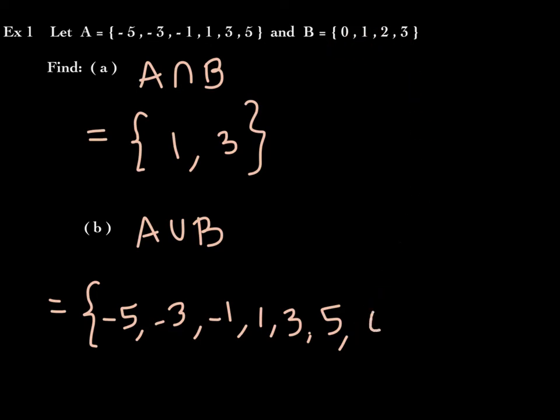So 0 makes it in, 1 makes it in, but wait a minute, I already have 1 listed, so I do not write it again. 2 makes it in, 3 makes it in, but wait a minute, 3 is already listed, so I don't write it again. So then this is the union. I don't bother writing these numbers in order from least to greatest because order doesn't matter in set notation.